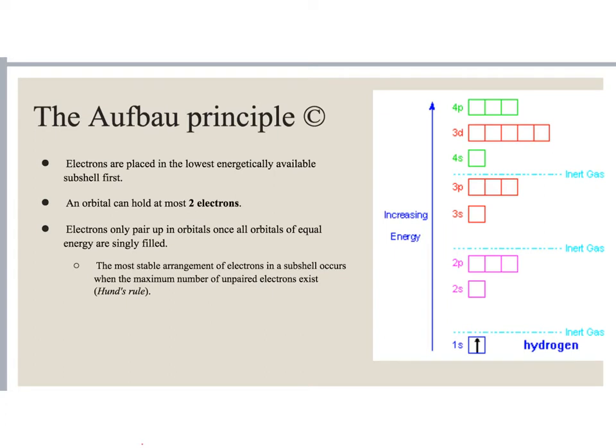When we're doing electron configuration, we operate on the principle known as the Aufbau Principle, where electrons are placed in the lowest energetically available subshell first. So they're placed where the energy is the lowest. That is actually closest to the nucleus. The most energetically stable one is the one that is closest to the nucleus. Apologies for my handwriting at the moment.